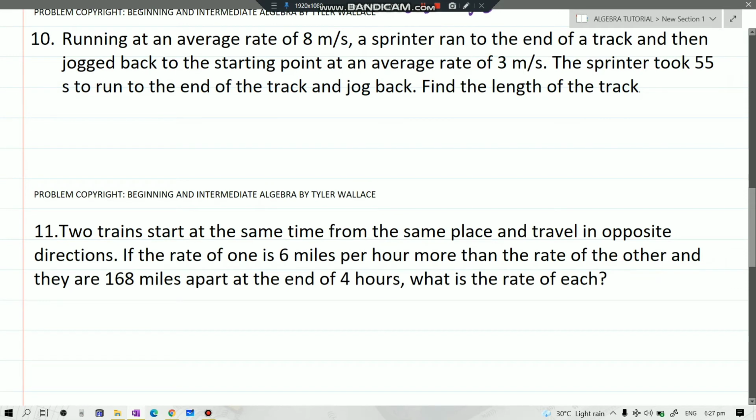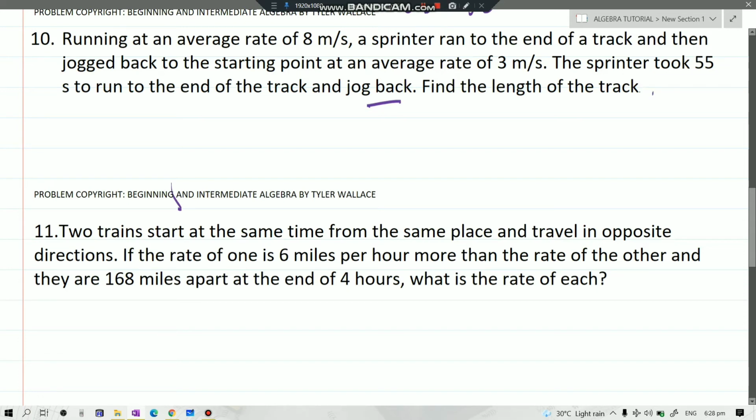Okay, problem number 10. Running at an average of 8 meter per second, a sprinter ran at the end of a track and then jogged back to the starting point at an average rate of 3 meter per second. The sprinter took 55 seconds to run to the end of the track and jog back. Find the length of the track.